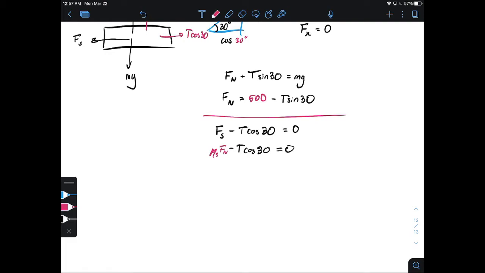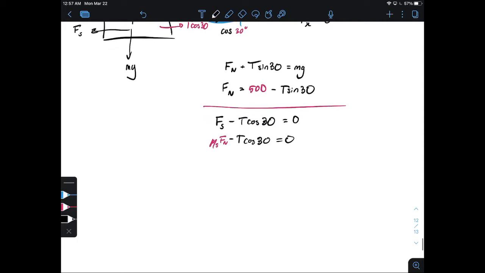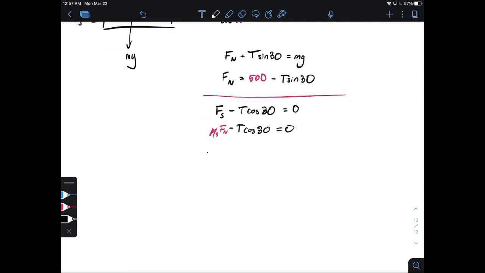And that sets the stage for an amazing substitution. What am I seeing here? I'm seeing that we have Fn and we have an Fn. So why don't we substitute them? So we're going to have mu sub s times big 500 minus t sine 30, and then minus t cosine 30. Wow. Okay.